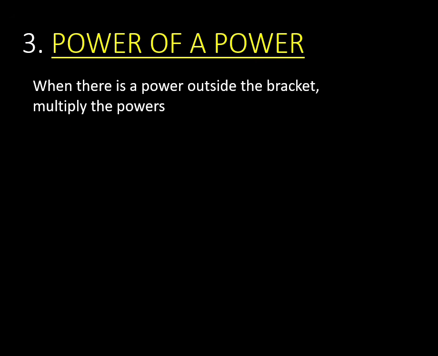The third law, what we call power over power, or what we call indices with brackets, says that when there's a power outside the bracket, multiply the powers. For example, if you have a number a raised to a power m, then on the outside we have another power n, simply pick what is inside, a, then multiply the powers. It will be m times n.